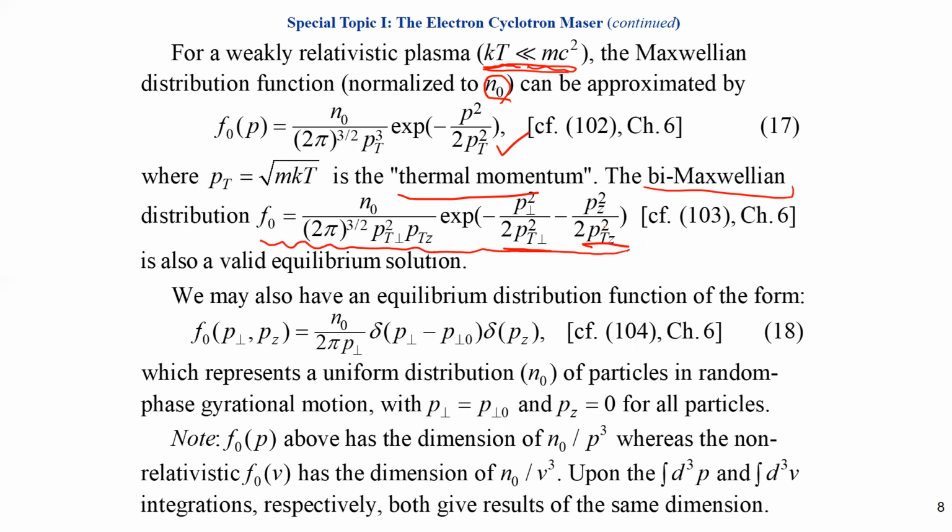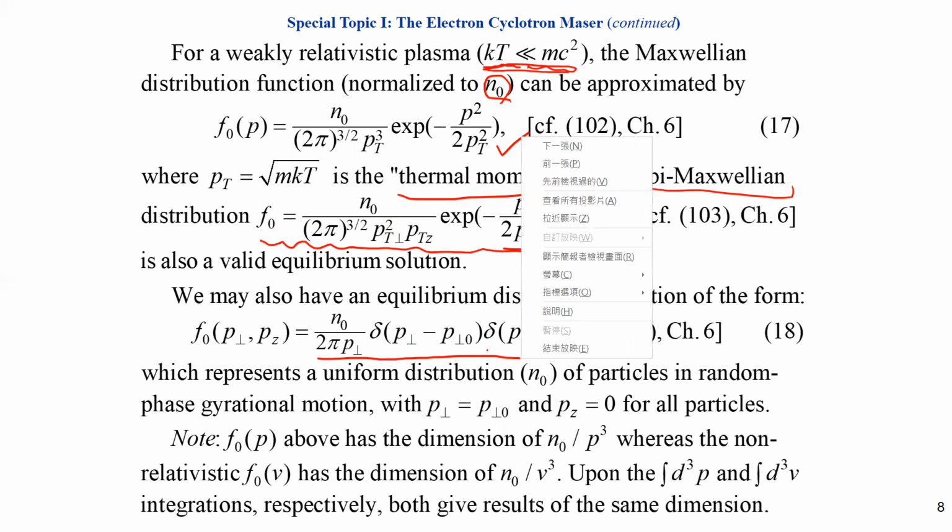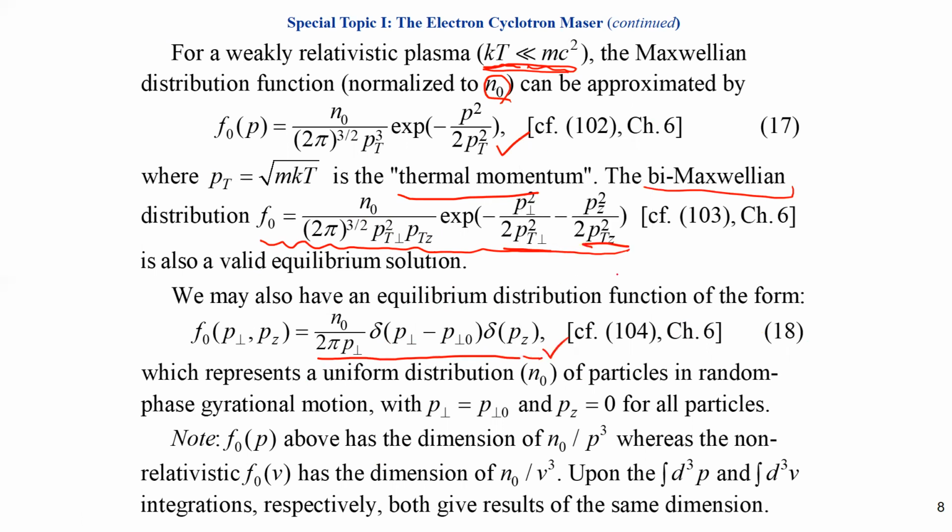When we perform the integration over P, we will obtain the total number of particles N0. We may also have an equilibrium distribution function of the form, that's another expression. Actually, we will use this one, which represents a uniform distribution N0 of particles in random phase gyrational motion with P perpendicular 0 and PZ 0 for all particles. So after the integration, we have only one value, N0. Makes sense.